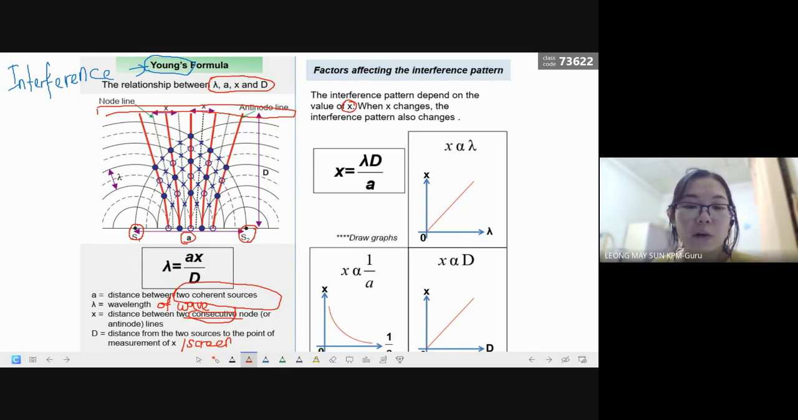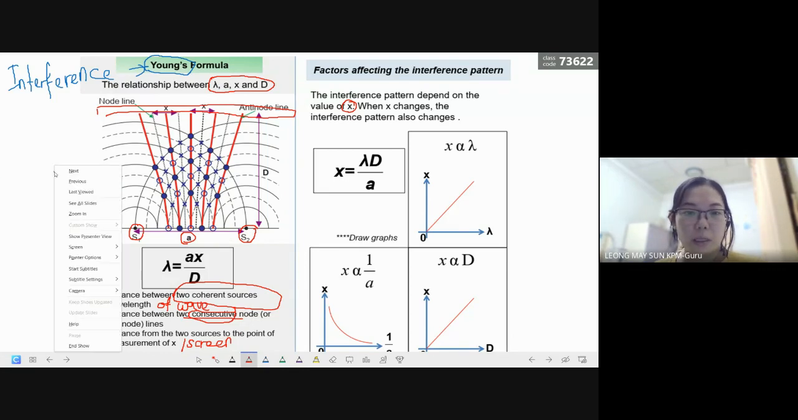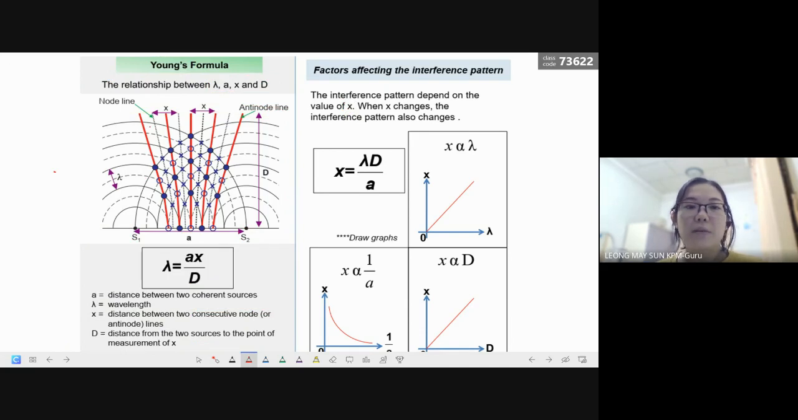Why? The keyword for x is actually consecutive. Consecutive means continuous. All right. So let me show you very quickly. What happens if you don't write it? It means that I can measure the distance from, I'm going to use green, the distance from this first antinodal line to this antinodal line.